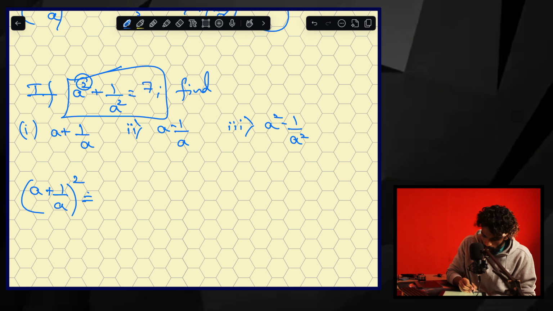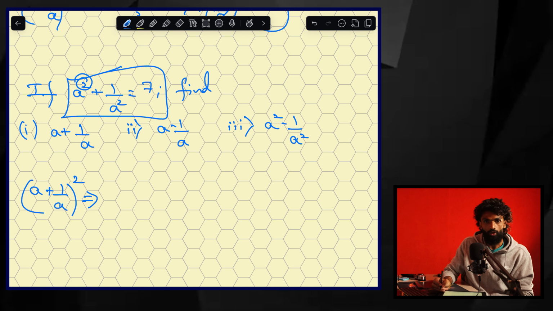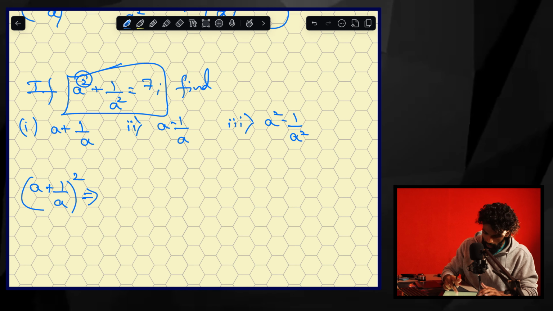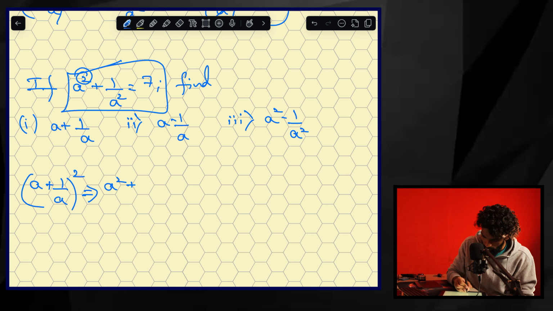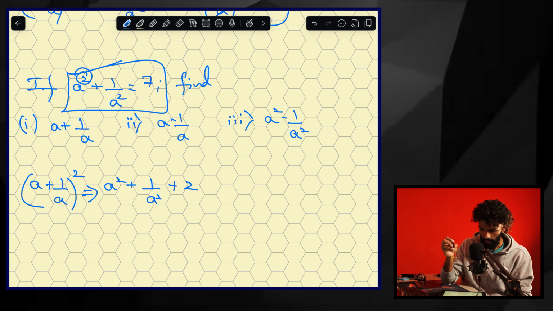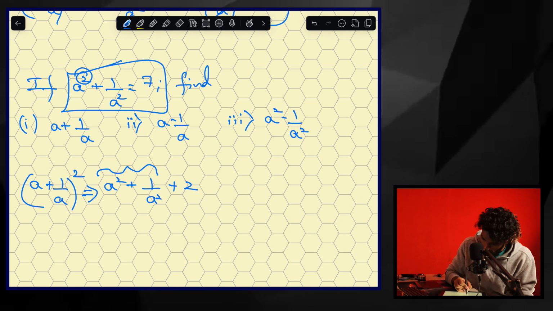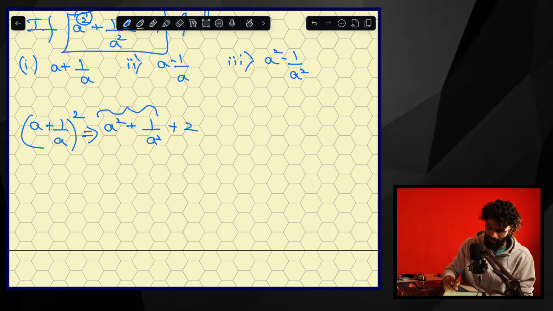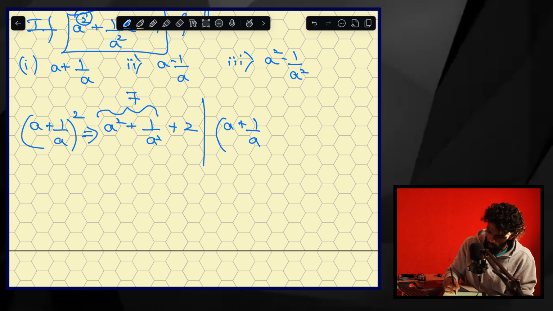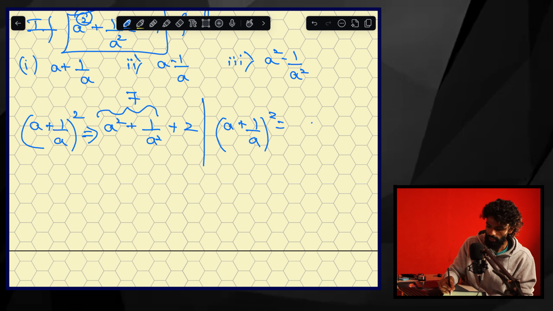Now apply the concept here. A plus 1 by a the whole square, just now we learned. It's here, see? Got it? So we'll apply the formula here. It becomes a square plus 1 by a square plus 2. Obviously that a and a get cancelled. So don't you think I already know the answer for this part? A square plus 1 by a square, which is nothing but 7. So the answer becomes a plus 1 by a the whole square equals 7 plus 2, which is 9.